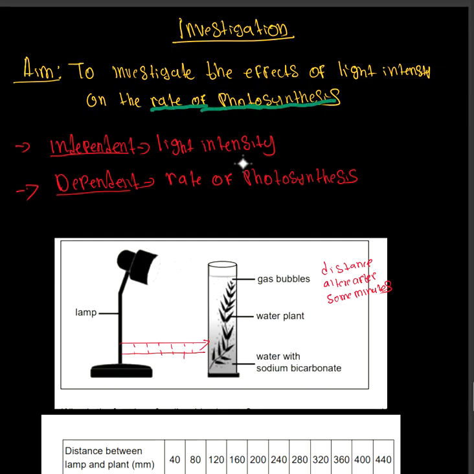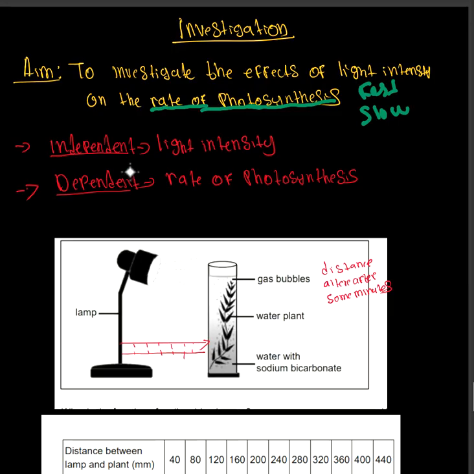So the rate, what do we mean by the rate? The rate means speed. It means whether photosynthesis is occurring fast or whether photosynthesis is occurring very slowly. That's what we mean by the rate. But in this experiment, we are going to investigate the effect of the light intensity on the rate of the photosynthesis. If we increase the light intensity, will photosynthesis occur fast? If we decrease it, will photosynthesis occur fast or very slowly?